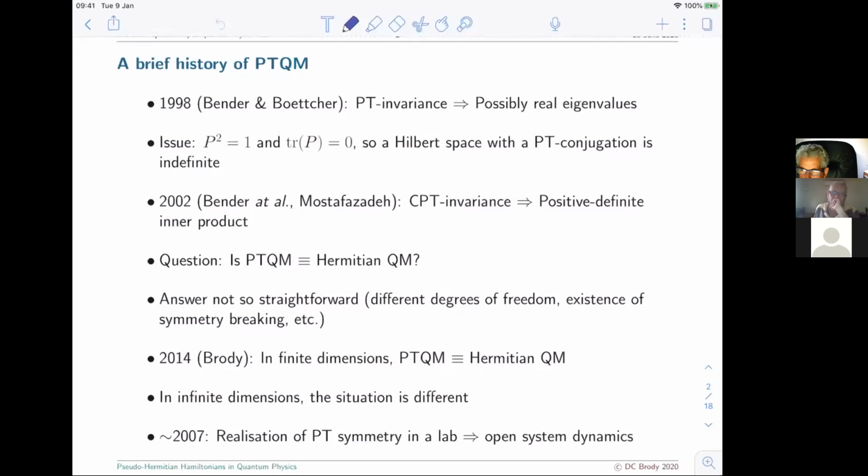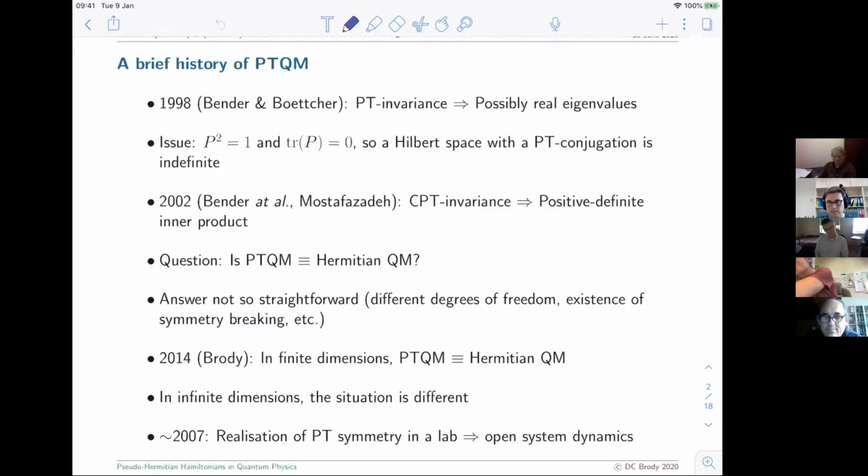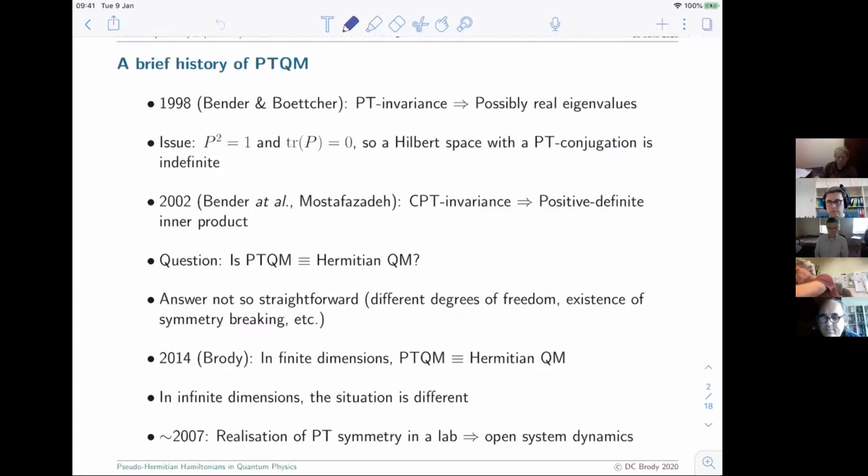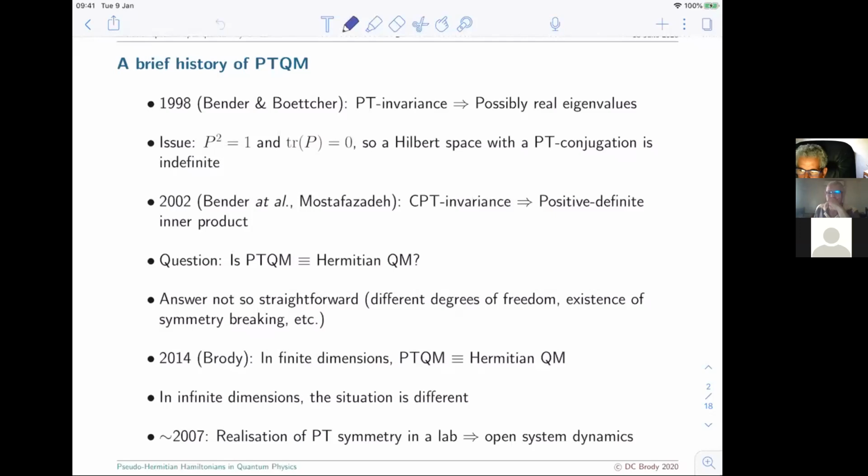Now, Mostafazadeh from early on has often argued that the answer is yes, they're entirely equivalent because there exists an isometric map between the two Hilbert spaces. But the situation is in fact a little more complicated for several reasons. For instance, the degrees of freedom of a PT-symmetric Hamiltonian is larger than that of a Hermitian operator. And also, a PT-symmetric operator can admit these phase transitions. That is to say, if you change the parameters in the Hamiltonian, then it can be that the PT symmetry of the eigenfunctions gets broken and eigenvalues turn into complex conjugate pairs. And that cannot happen with a Hermitian Hamiltonian.